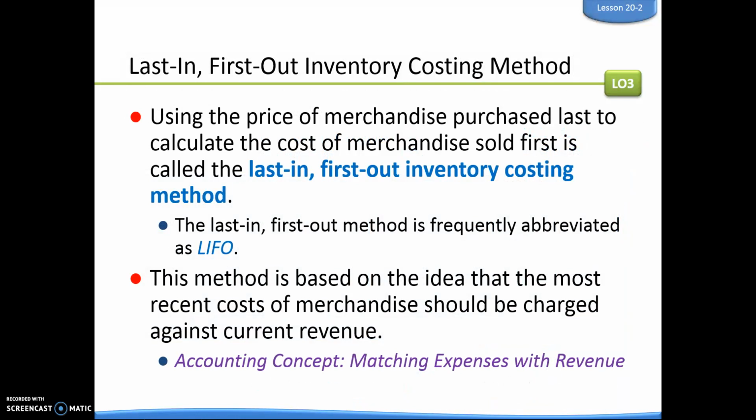Now, the opposite of that is something called last in, first out. Otherwise, we refer to that as LIFO. Okay, where we take our merchandise purchased last to calculate the cost of merchandise sold first. So last in, first out. And this method is based on the idea that the most recent cost of merchandise should be charged against current revenue. Again, that's the accounting concept, matching expenses with our revenue.